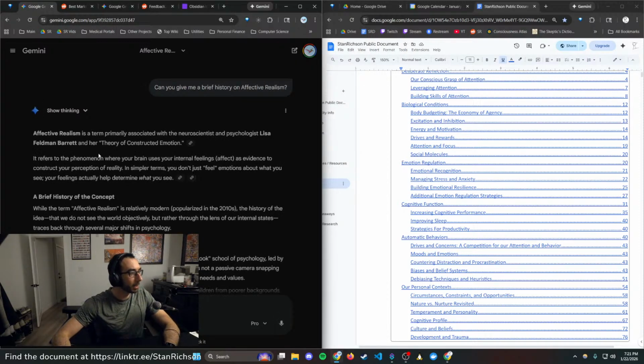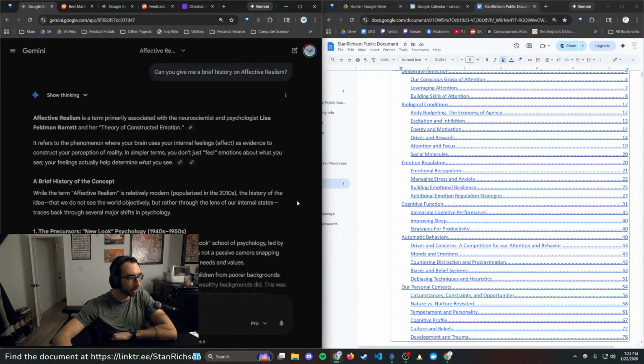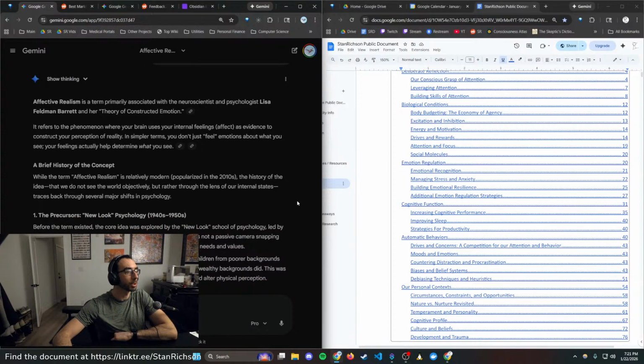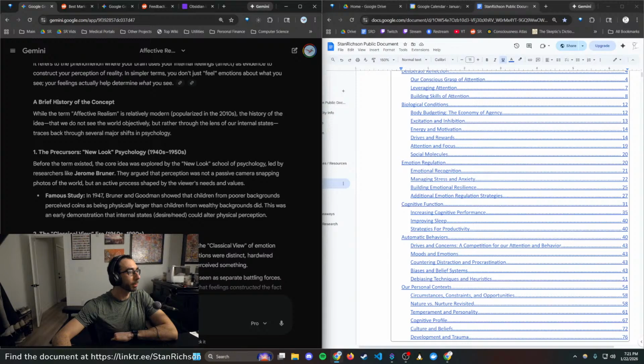Okay, affective realism is a term primarily associated with the neuroscientist and psychologist Lisa Feldman Barrett and her theory of constructed emotion. It refers to the phenomenon where your brain uses your internal feelings, affect, as evidence to construct your perception of reality. In simpler terms, you don't just feel emotions about what you see, your feelings actually help determine what you see. A brief history of the concept.